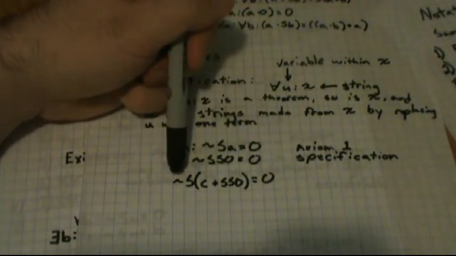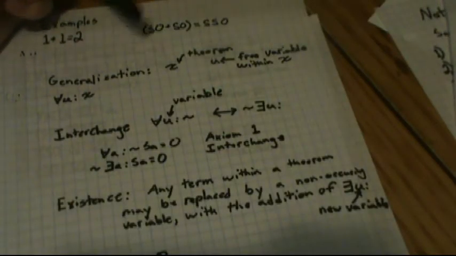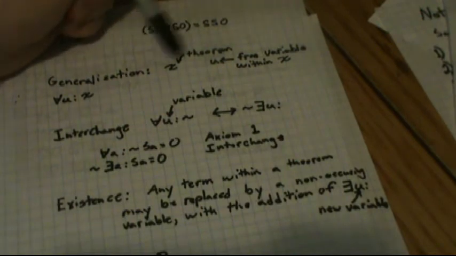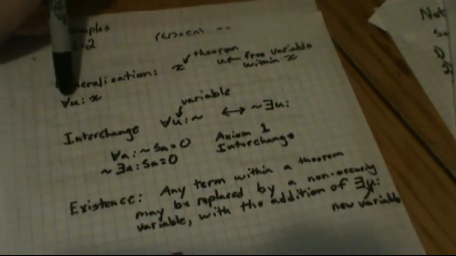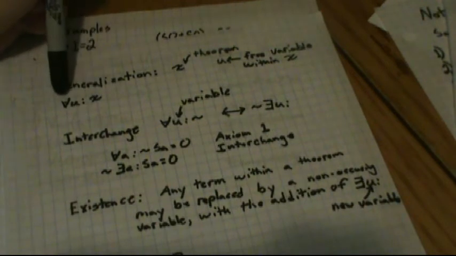And so this is also a theorem. Then our rule of generalization is going to be the opposite. If we have a string x that's a theorem, and u is a free variable that's in x, then we can have for all values u, then x, and that is also going to be a theorem.